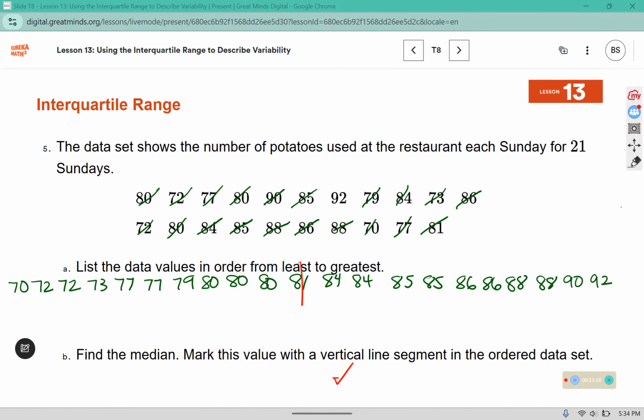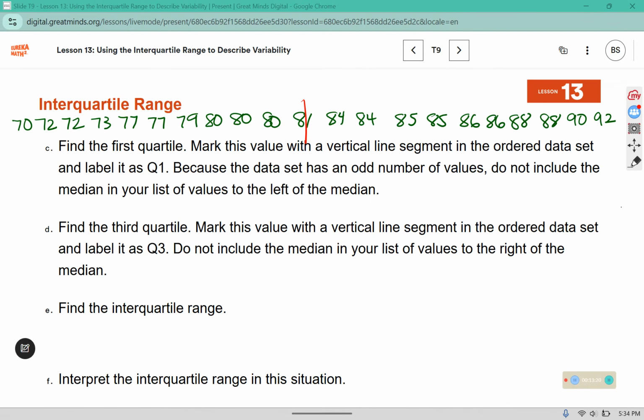Now we're moving on to part C. C says find the first quartile. Mark this value with a vertical line segment in the ordered data set and label it Q1. It also says because the data set has an odd number of values, do not include the median in your list of values to the left of the median. So this 81 does not count in this list that we're looking for right now.